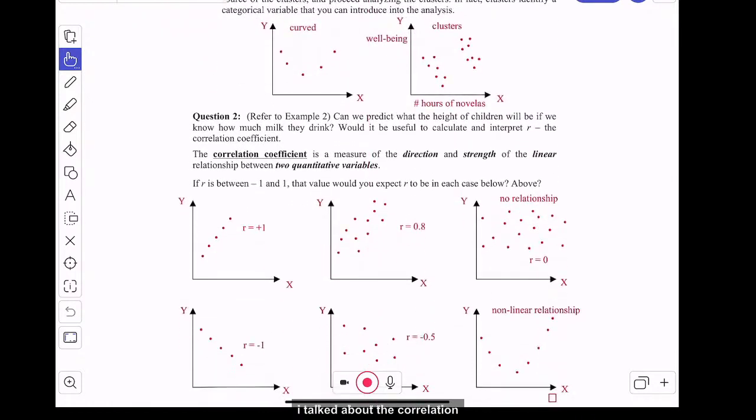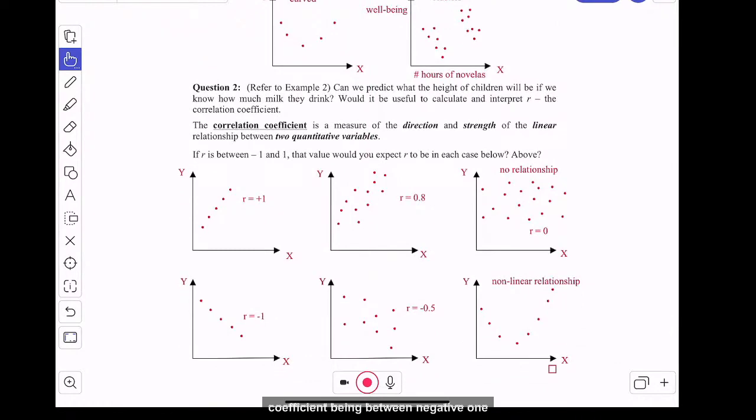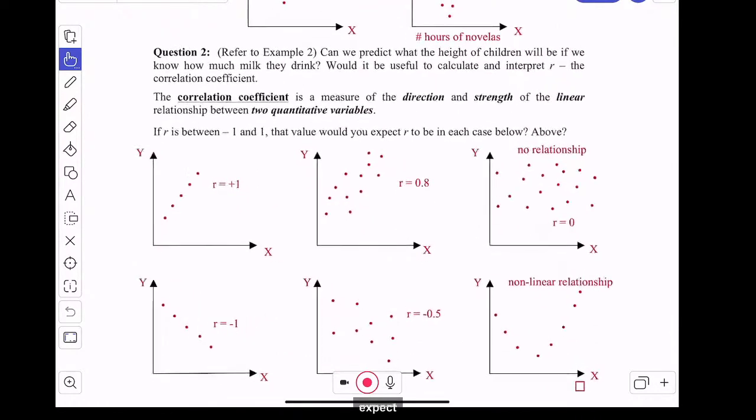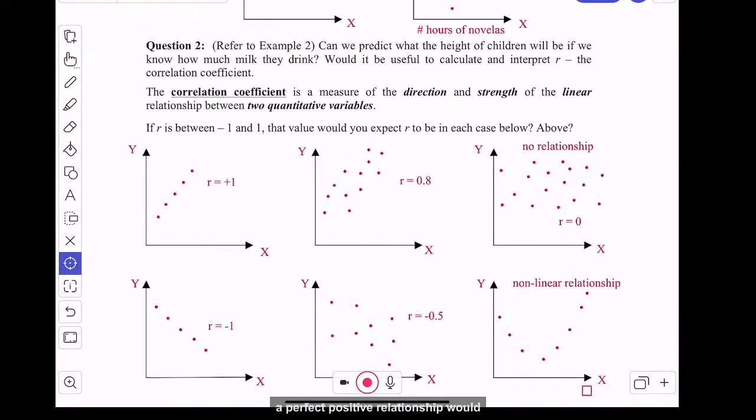I talked about the correlation coefficient being between -1 and +1 and what you would expect. A perfect positive relationship would look like this, and R would be +1. A perfect negative relationship would look like this. So R is a measure of the direction and strength of the linear relationship between two quantitative variables. Direction is seen by whether it's positive or negative, and strength is how close it fits to the line.